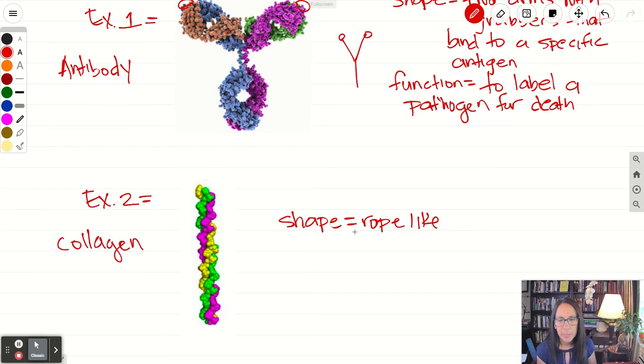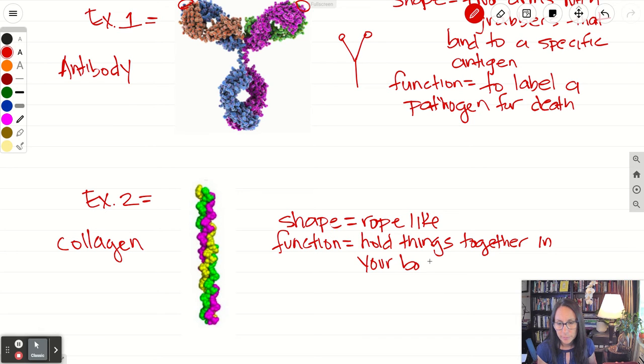And if you see this picture, you can see that this is also made up of those little balls, which are the monomers, and they're twisted together like a rope. And just like rope is twisted up to reinforce its strength, collagen does the same. And like rope, collagen is used to hold things together. So the function of this is to hold things together in your body.